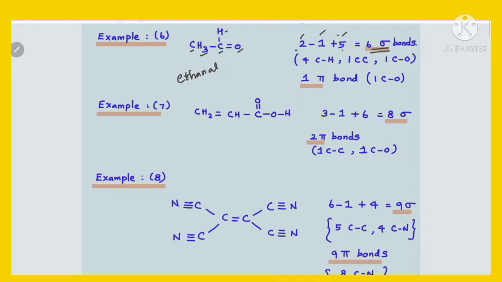And pi bonds: there is only one double bond. Pi bond number is based upon double and triple bonds, isn't it? There is only one double bond. Among the double bond, one is a sigma bond, another one is a pi bond. So therefore, only one pi bond is there. Therefore, ethanal has 6 sigma bonds and 1 pi bond.